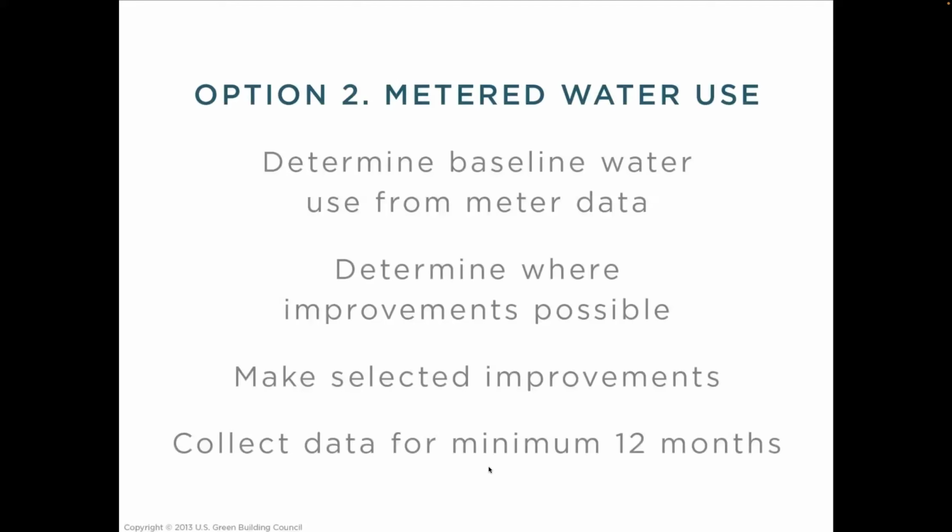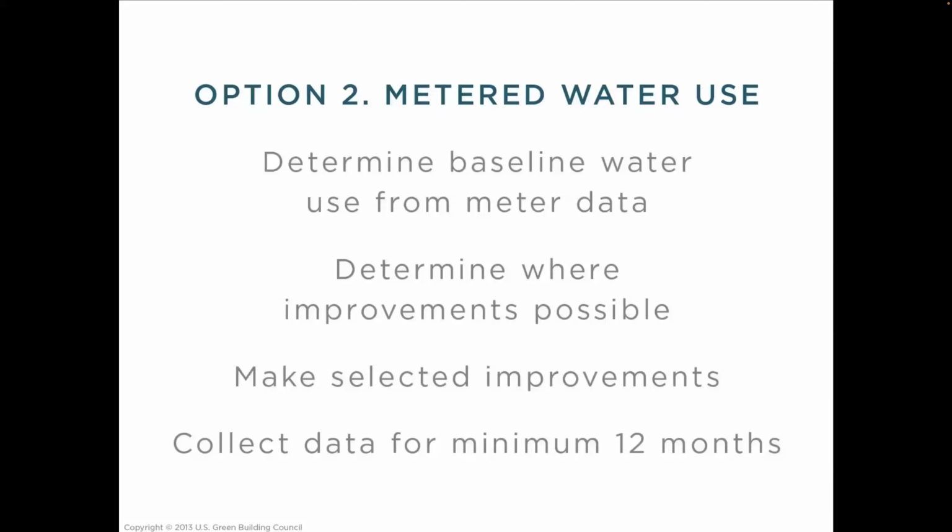All right, and option 2, we metered water use. Determine the baseline from the meter data. Again, it's a little bit harder. You have to do calculations yourself. Determine improvements where possible. Again, I think for the project I showed you, we actually realized that we weren't going to get a lot of points.